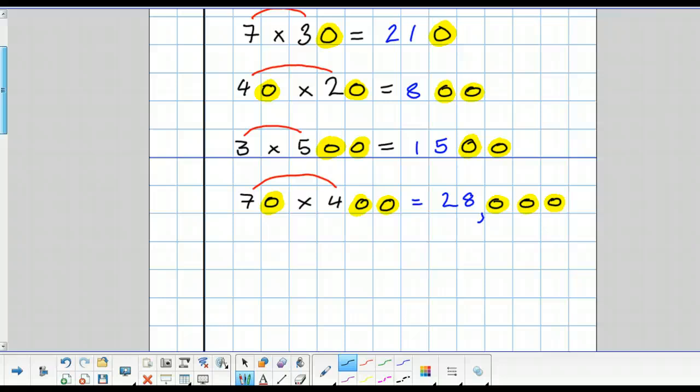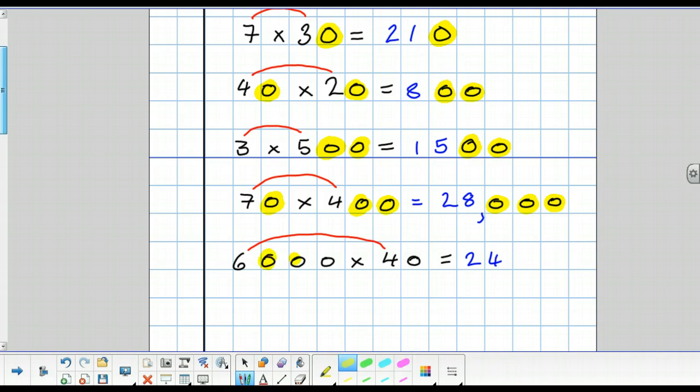Now, let's look at a multiple of 1,000. 6,000, it's a multiple of 1,000 because it has 3 zeros, times a multiple of 10, 40. When we multiply the lead figures together, 6 times 4 is 24. And then we inspect the question. We have a total of 3 zeros here, and 1 here. 4 zeros in total, so our answer must have 4 zeros. And there we are. It's 24 followed by 4 zeros.